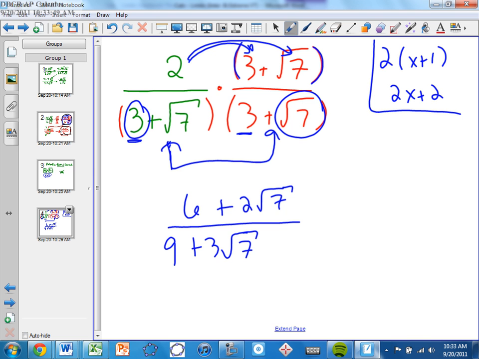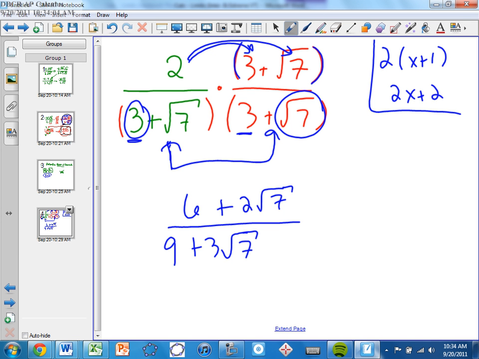So at first, you get 9. You multiplied 3 by 3, and that's what you get. 3 times 3 gave me the 9, and then the 3 times the radical 7 gave me the 3 radical 7. Okay, now I do inner.